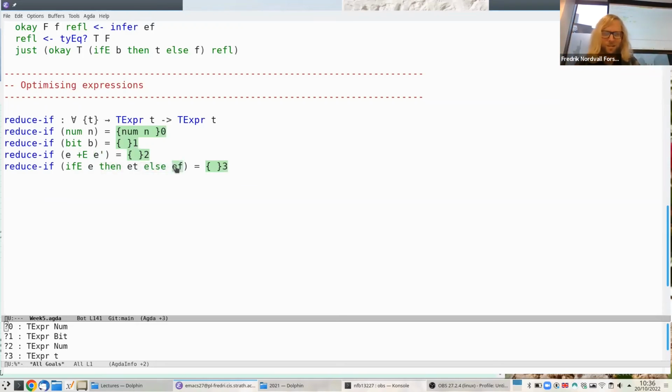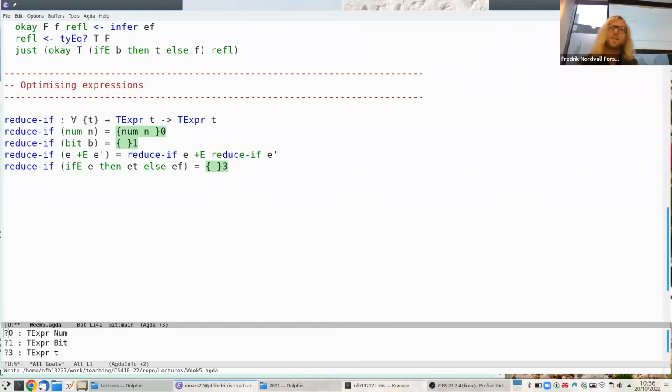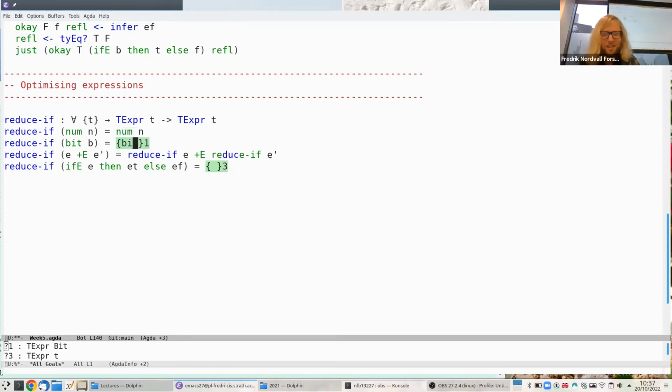So here I want to do a reduce if e plus reduce if e prime, right? So you could write this as a fold, etc., but I don't think it really buys you much. Okay, so these cases, I'm just going to leave them alone.